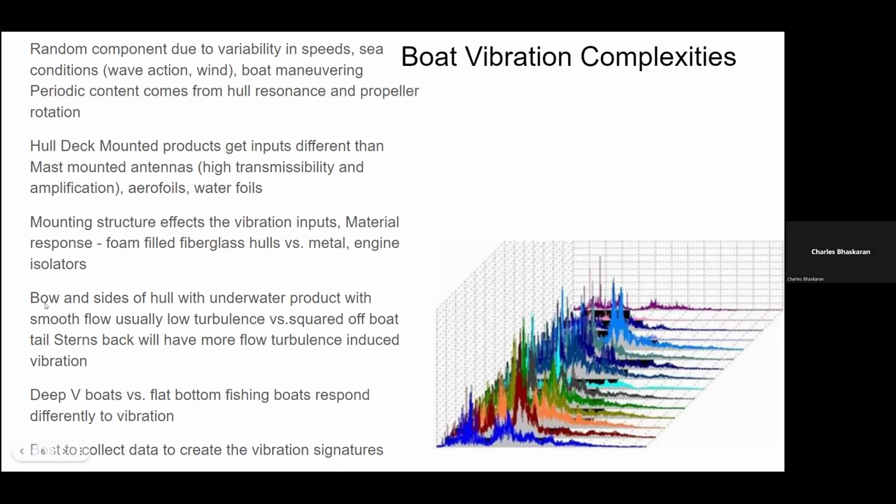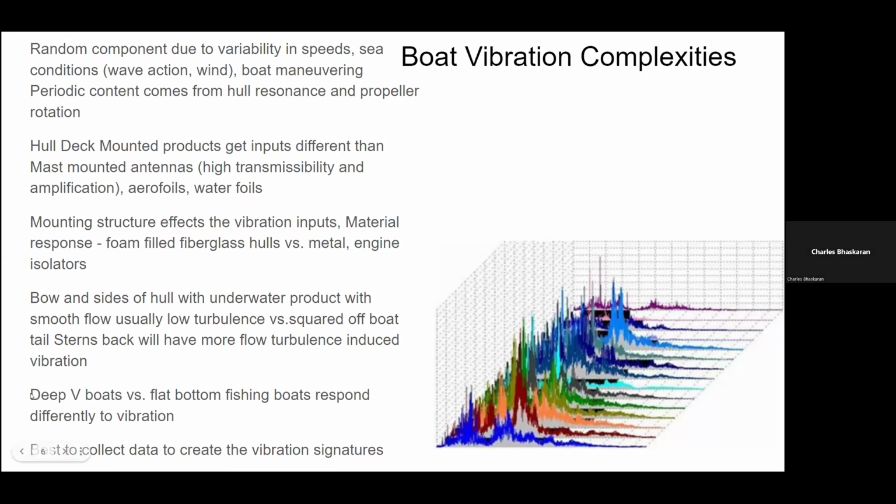The bow of the boat is the front of the boat, and the side of the hull, how smooth they are will reduce the turbulence, right? So the turbulence noise is really critical in how you make the boat, how you smoothen the boat. You don't want any squared off things where it creates a lot of turbulence. Then we see a lot of vibration on the backside of it.